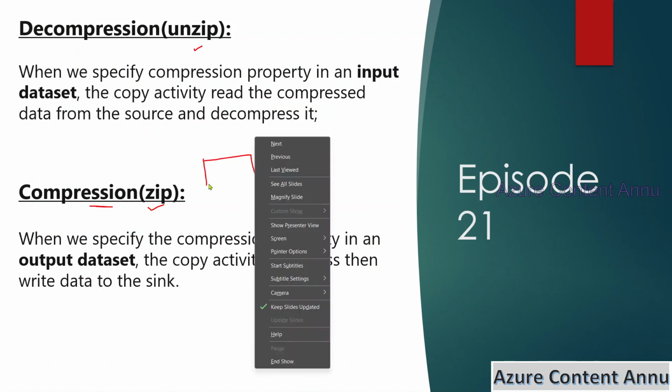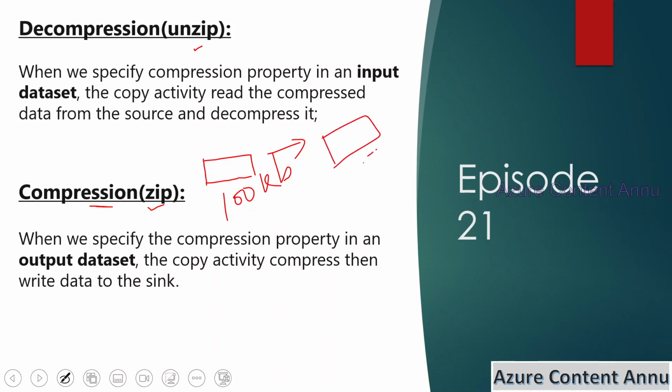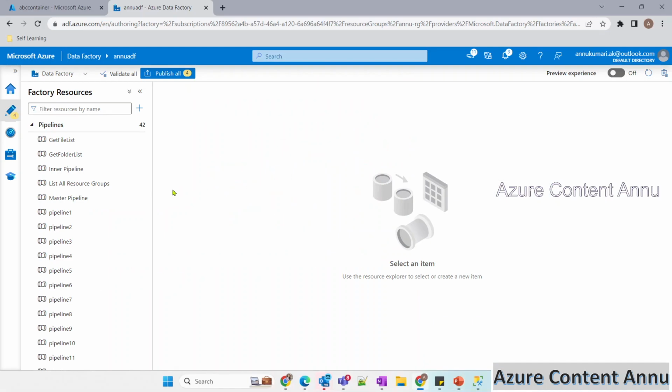So suppose there is a file in my local, and it has around 100 KB of disk space. So when I compress it by using zip format, it gets compressed and the extension is .zip. You might have done this in your local, and basically behind the scenes its disk size gets reduced to suppose 50 KB. So I'm just taking an example. Let me show you the same in my local.